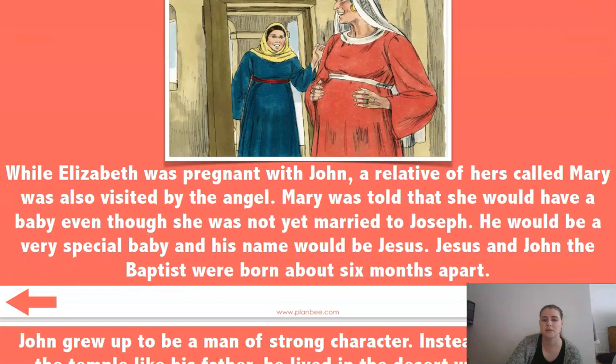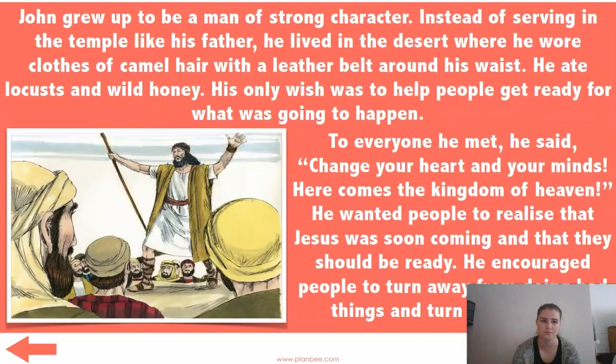Now, when she was pregnant with John, a relative of hers called Mary was also visited by an angel. Now, you may know who Mary is. And Mary was told that she would have a baby, even though she was not yet married to Joseph. Now he sounds like another person that we know of. Now he would be a very special baby, and his name would be Jesus. So we know all about the birth of Jesus and the Christmas story. And Jesus and John the Baptist were born 6 months apart. So they became a very integral part of the Bible.